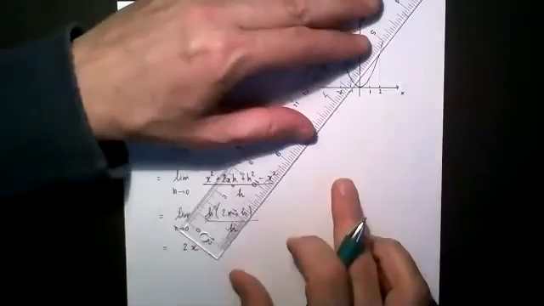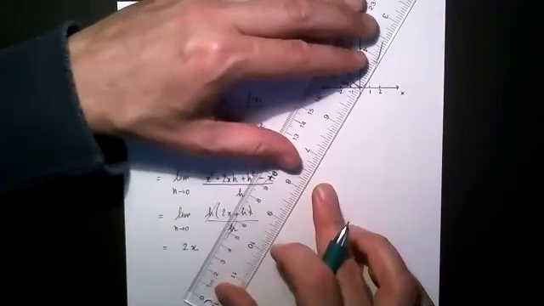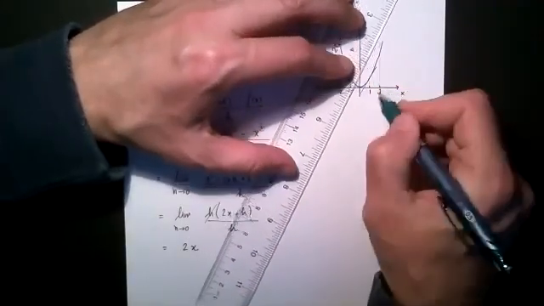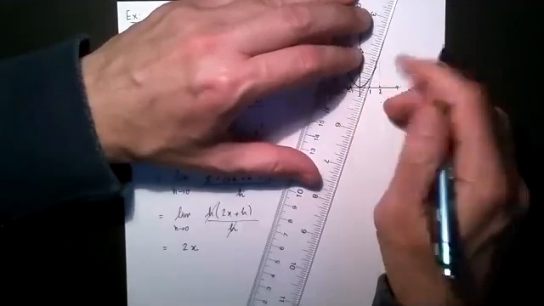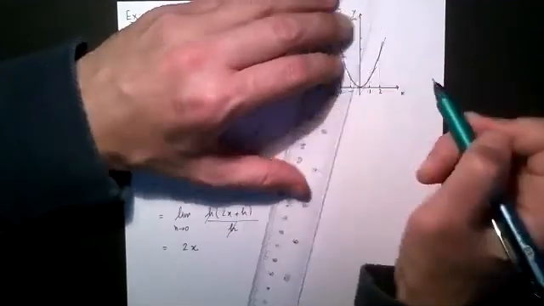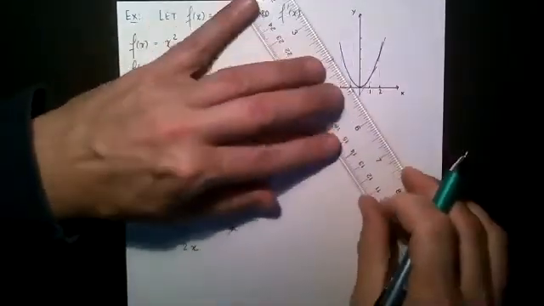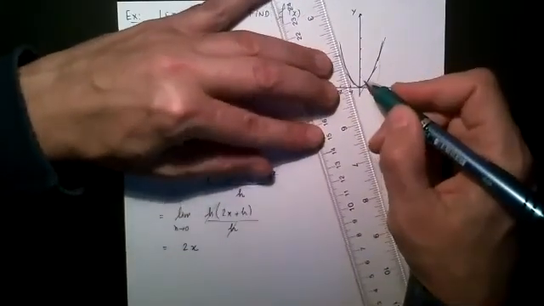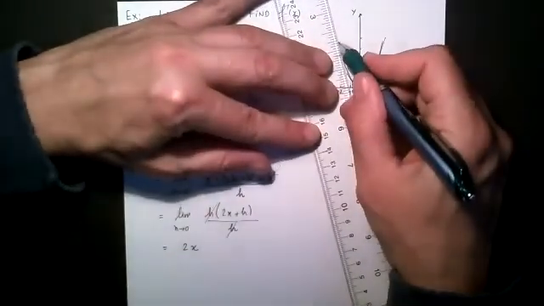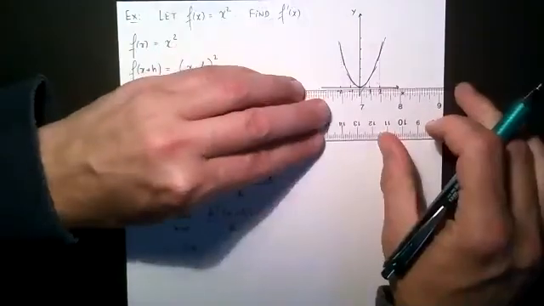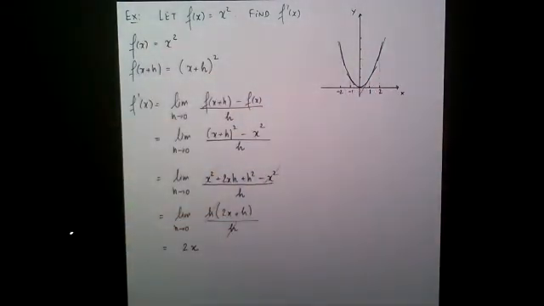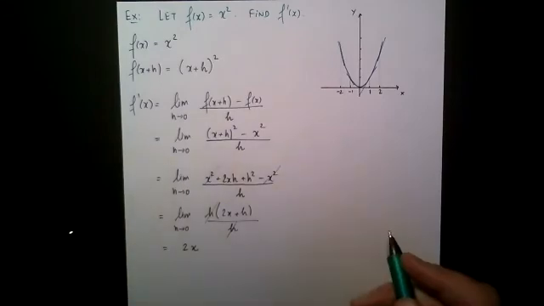So at x equals 1, my slope looks like this. At x equals 2, my slope is a bit steeper, like this. At x equals -1, it's like this. And at x equals -2, it's even steeper like this. And at x equals 0, it's flat like this. Do you understand? I don't know if it's really clear. I should have drawn it bigger.